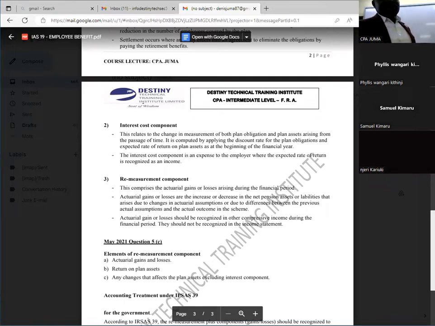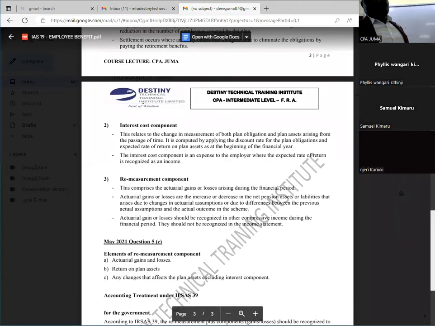Actuarial gains or losses should be recognized in other comprehensive income during the financial period. Please note that with a lot of concern. They should not be recognized in the income statement. So they should not go to P&L. We bring them as other comprehensive income.